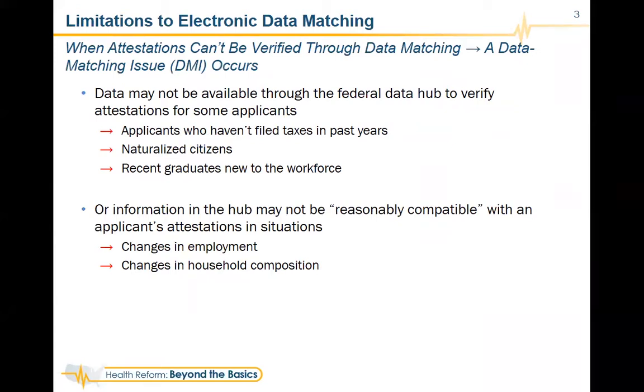For example, if a consumer didn't file their recent taxes in recent years, or perhaps their situation has changed significantly from one year to the next, those might be reasons why the electronic data verification sources would not be able to substantiate the information provided by the consumer in the application. Another example is citizens who weren't born in the US, but naturalized, went through the process to become a naturalized US citizen.